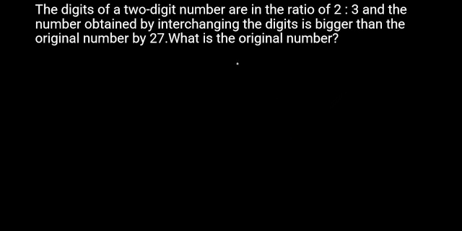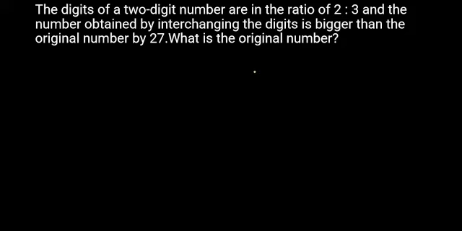Now the digits of a 2-digit number. Okay. Let us assume that a 2-digit number is there, whose digits are in the ratio of 2x is to 3x. And the number obtained by interchanging the digits is bigger than the original number by 27. So what is the original number? The question has been asked like this.